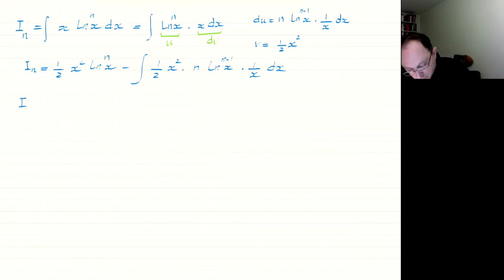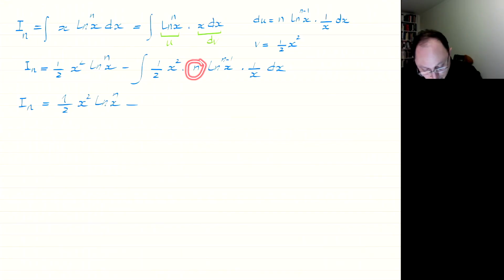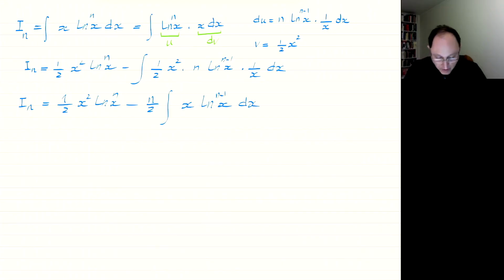So I_n is equal to, copying and pasting the first term, minus, what do I have? Here I have a factor of n and a factor of 1 over 2, so I can pull n over 2 out. And then what is left for me? This x squared and this 1 over x simplify simply to x, and then it becomes the integral of ln of x to the power n minus 1 dx. Now, something interesting happens.